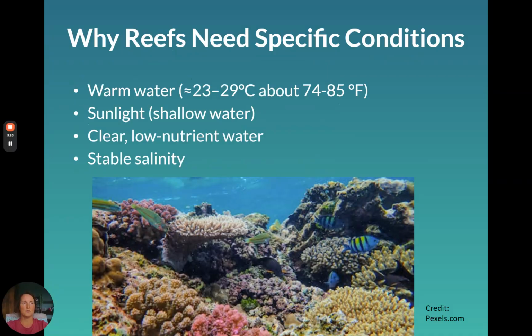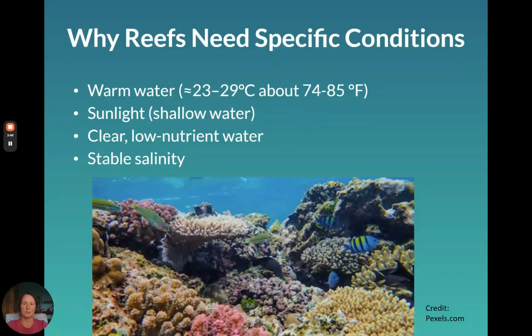So, a few other specific conditions that reefs need. They need warm water. Most of you probably live in Fahrenheit, so that's around 74 to 85 degrees Fahrenheit. They need sunlight, so fairly shallow water, and there are some minor exceptions to that, but for the most part, reefs are pretty shallow. They need clear, low nutrient water.